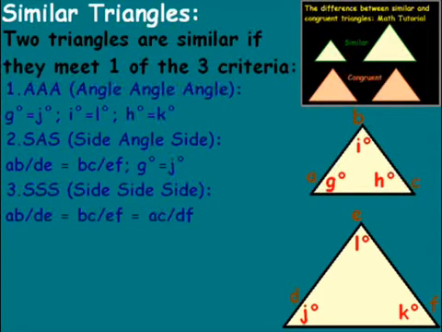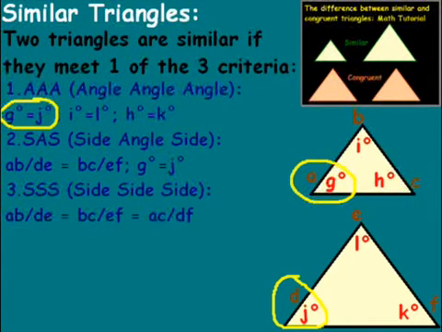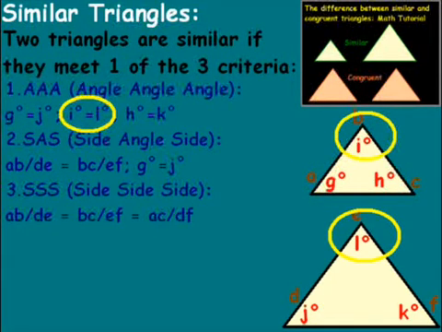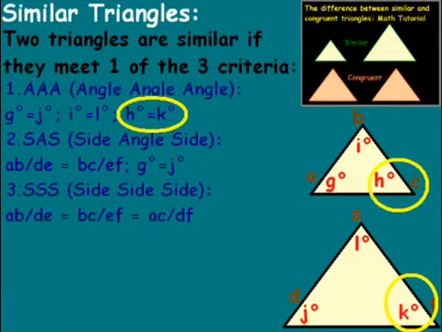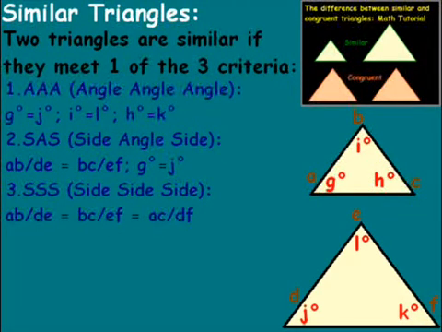Okay, let's go through this criteria in a little more detail. First we'll start out with angle, angle, angle. Now I have circled here angle G and angle J. Those both are the same here, so that would qualify as one angle. Now I've also circled angle I and angle L. That would qualify as a second angle. And now I'm going to circle angle H and angle K. That would qualify as a third angle, and if they were all the same, that would meet our angle, angle, angle test. And remember, we just need to have two triangles that are similar. They just need to meet one of the following three criteria, and in this case we would meet that.